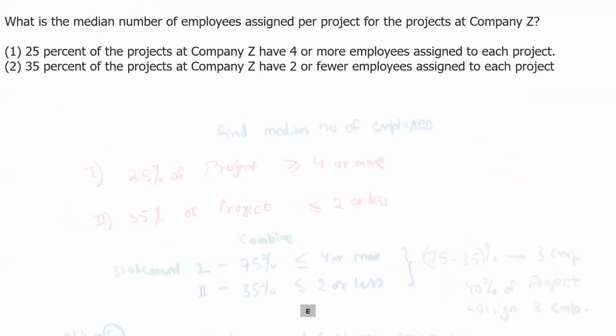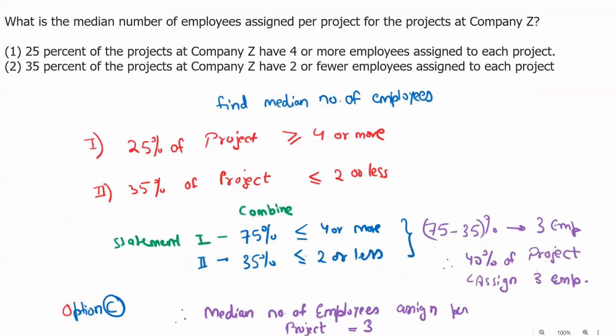If I talk about the complete solution, you can look over the solution part. Statement 1 is not sufficient. Statement number 2 alone is not sufficient. But if we combine both of them, we are able to figure it out. The median number of employees assigned to complete the project will be 3. So option number C will be correct.